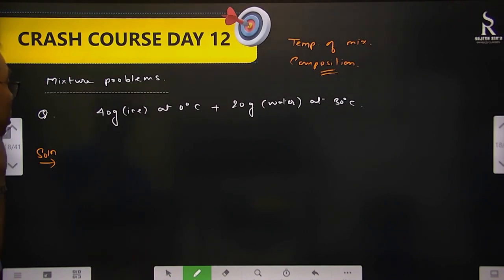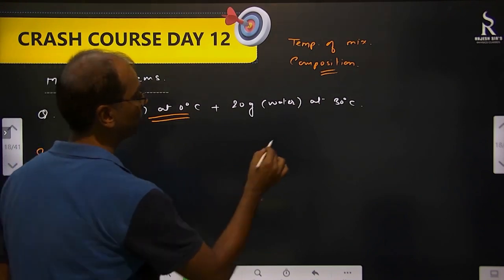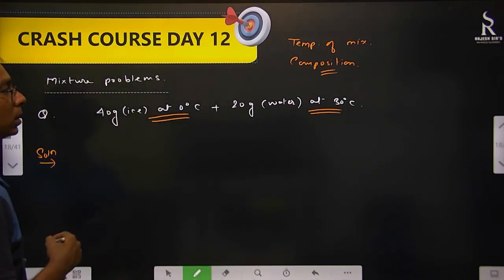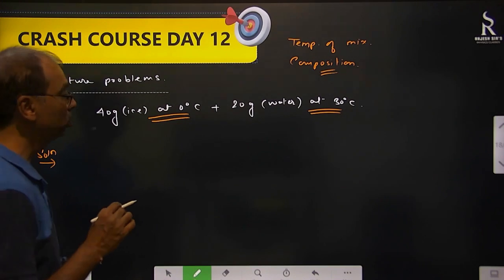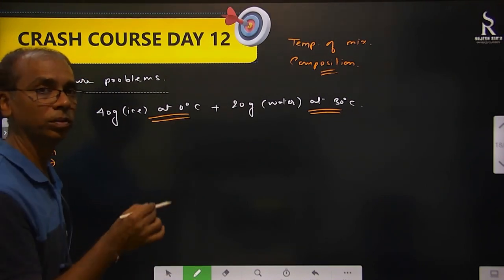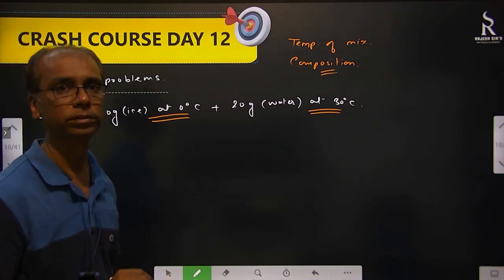Alright. So 40 gram of ice at 0 degree centigrade is mixed with 20 gram of water at 30 degree centigrade. Now how to find this, as we are mixing two things? First, if any amount of heat is given to ice, which is at 0, what is going to happen? It is going to melt to water.